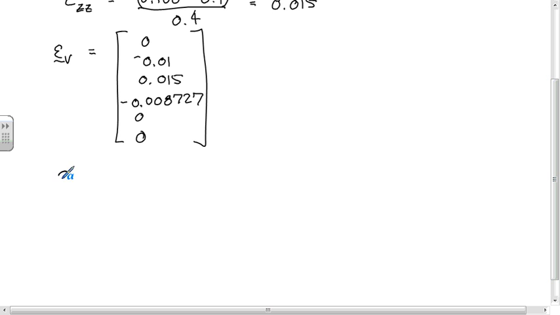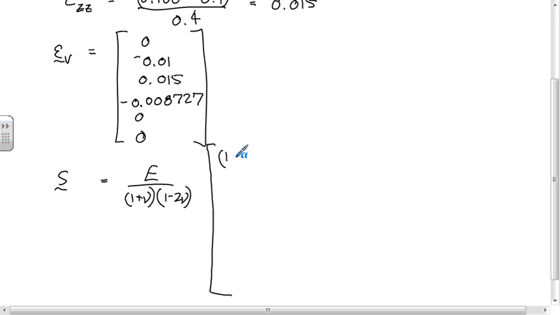But anyways, the stiffness matrix is the one that's like E over 1 plus nu times 1 minus 2 nu. And then the matrix is 1 minus nu, nu, 0, 0, 0.